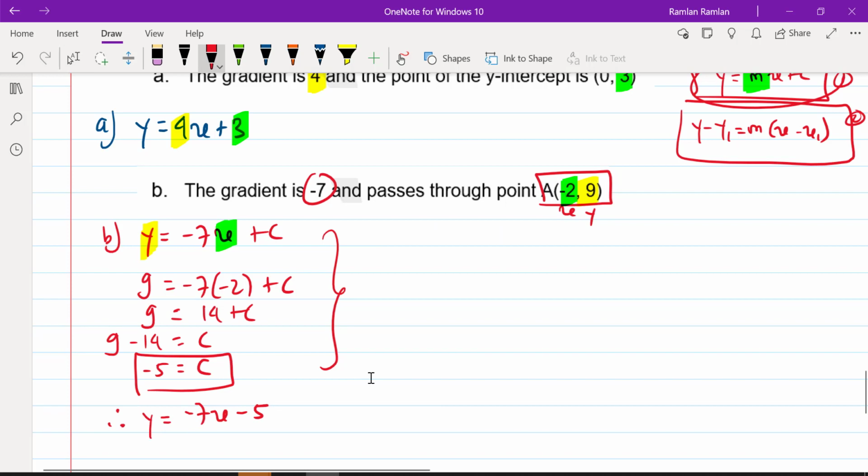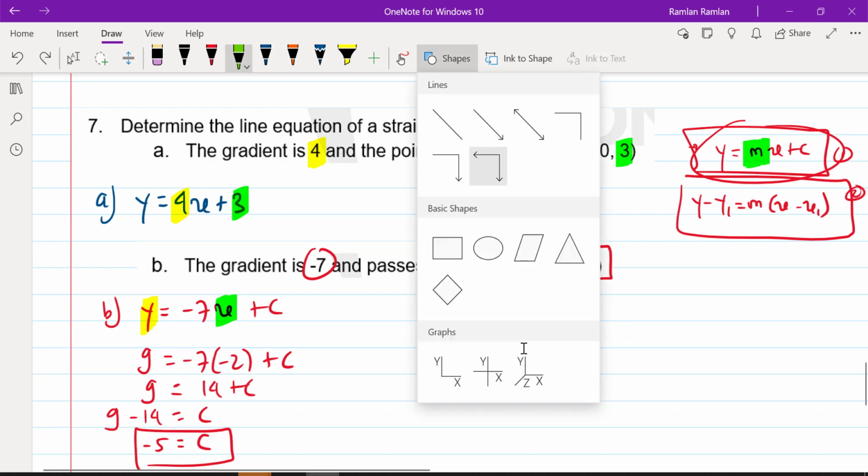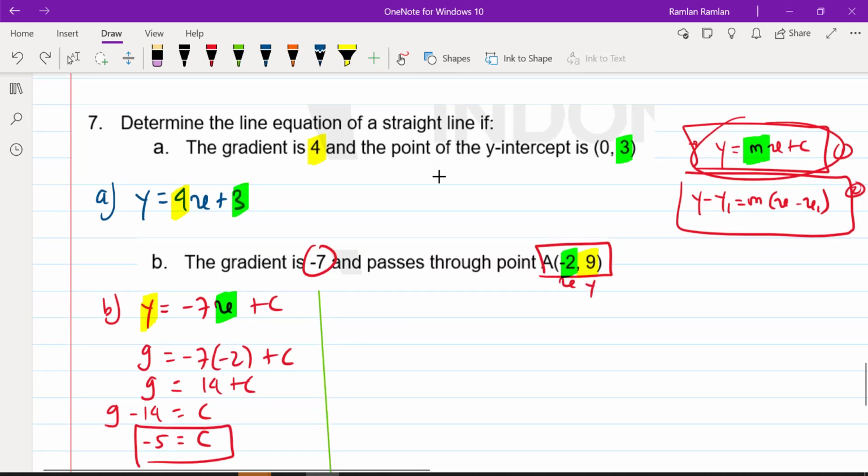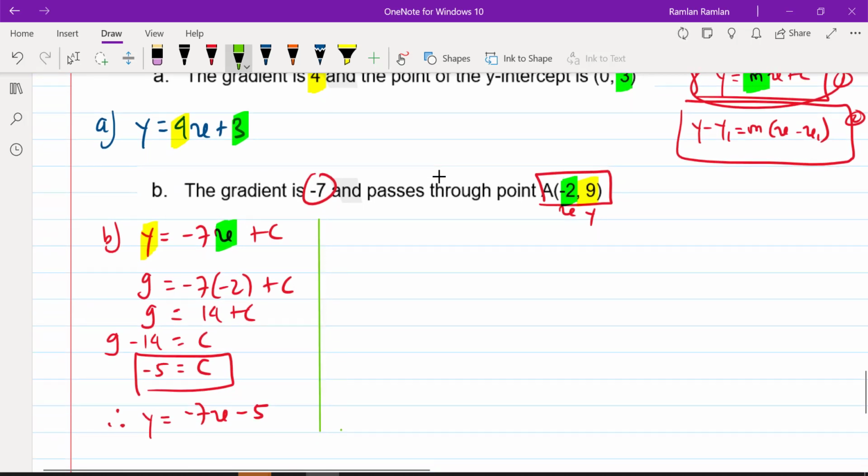Again, we can use the other formula, which is this one over here. I'm going to show you how to do it, but again, it's up to you. If there's no specific instruction on which one you need to use, then you can choose whatever you like. Okay, so I'm going to do this question again, but this time I'm going to use y minus y1 equals m times x minus x1.